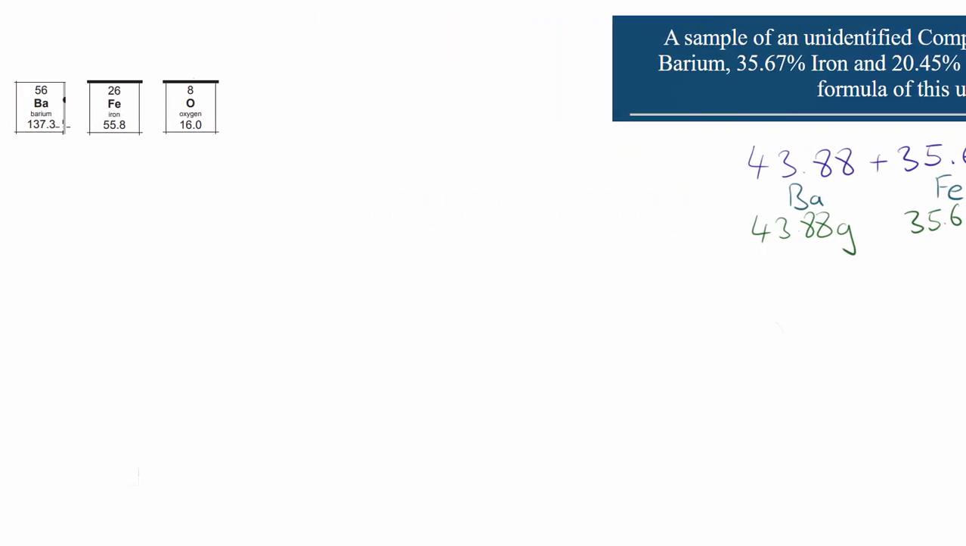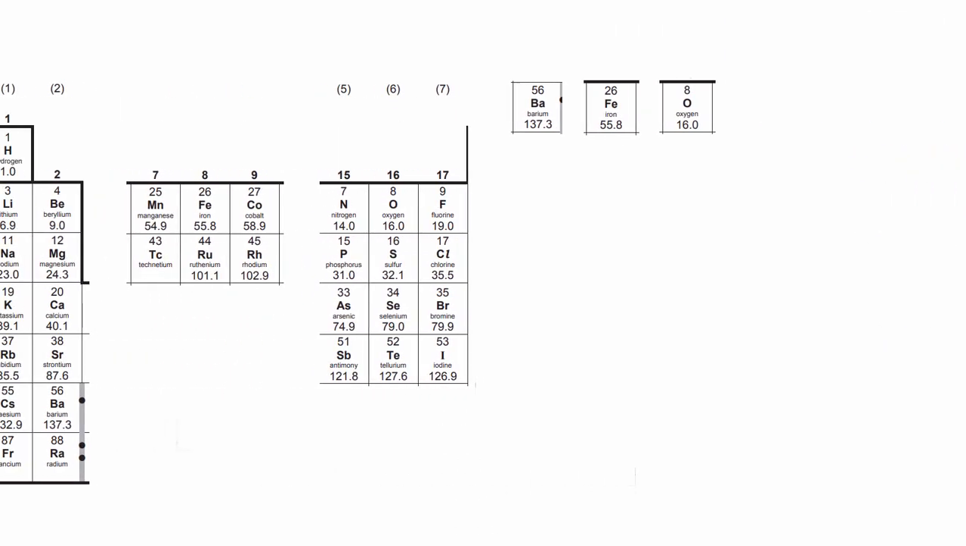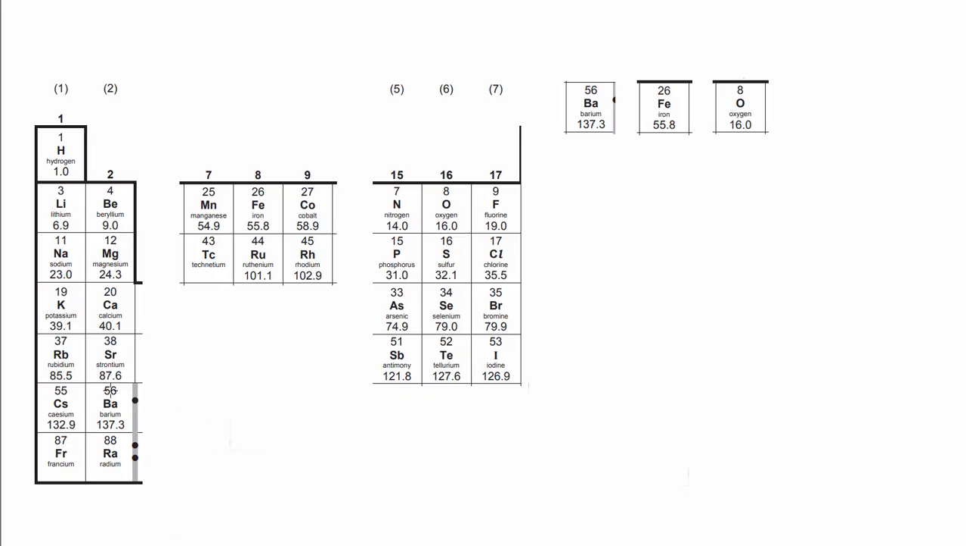So as you can see here, barium, iron, oxygen. I've grouped them over here, but you can see them also as part of the periodic table anyway. So barium, iron, oxygen.